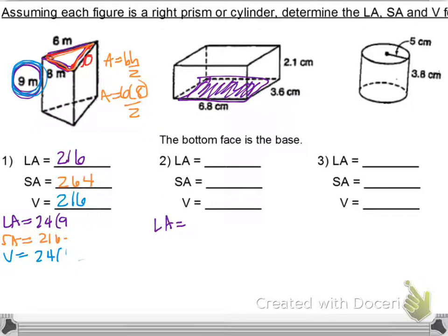Now, if it asks you just to find surface area and volume, those would be the same no matter what bases you use, but for a lateral area, it would be different. So that's why it's getting specific about which one is the base. So I'm going to get the perimeter of the base. If you do 6.8 times 2 and 3.6 times 2, you get 20.8, times the height. And remember, the height is what's connecting your two bases. So that's 2.1. When you multiply those, you get 43.68.